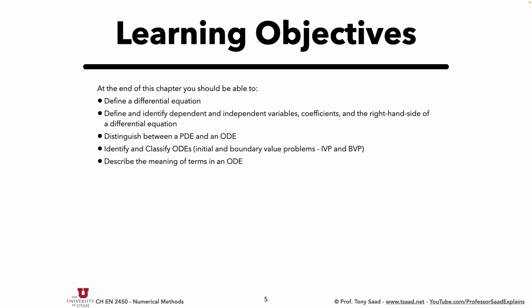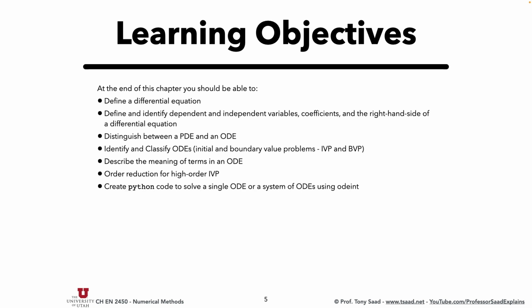Describe the meaning of terms in an ODE: rate of change, a second derivative, is it a diffusion term, is it a convection term? Order reduction for high order initial value problems. So you'll see that there's a little trick. For all high order initial value problems, you can convert all of them into a first order system of ODEs, which is standard to solve.